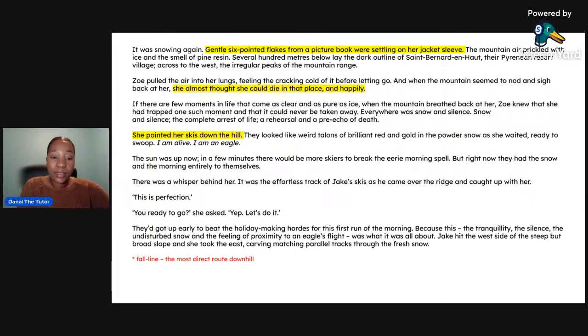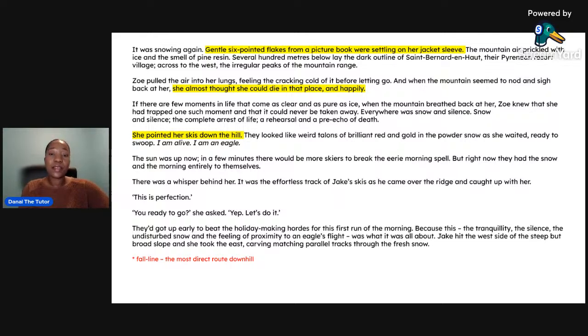And it also says "a rehearsal and pre-echo of death" in the third paragraph. So the point I want to make with this is that in your planning, for you to be able to use a technique like foreshadowing, which would be a great technique if you could use it, you need to actually plan. Do not skip planning your story in the actual exam.